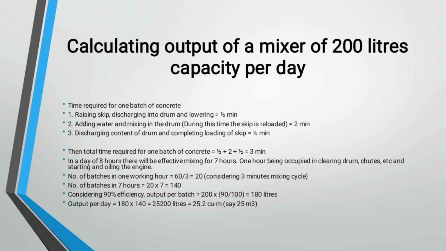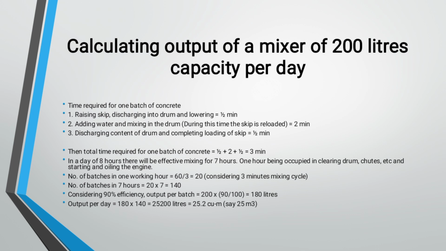Now we take the discharging time, which is half a minute. We add the time of mixing, then the completing of load, which is half a minute. We'll get that the time for one batch of concrete is 3 minutes. Then we usually assume that one day contains 8 hours of working, but we have to assume that 1 hour will be used for cleaning the chutes and the drum. Therefore, we have to use 7 hours.